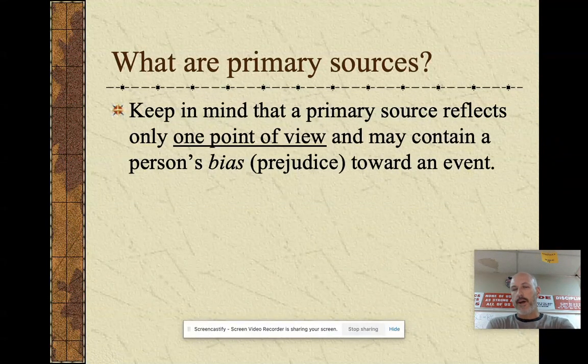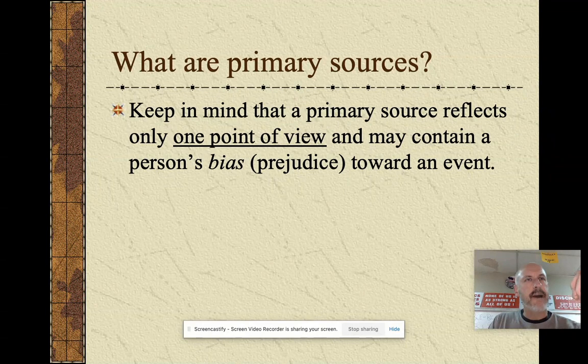Now, here's something to keep in mind. Just because it's a primary source doesn't mean that it's giving you exactly what happened. Let me give you an example. Let's say I'm writing in my diary about something, but I had a bad day, and I'm talking bad about somebody. Oh, that person did this, that person did bad. I couldn't stand it. It was bad. So what I'm doing is showing my bias in there.